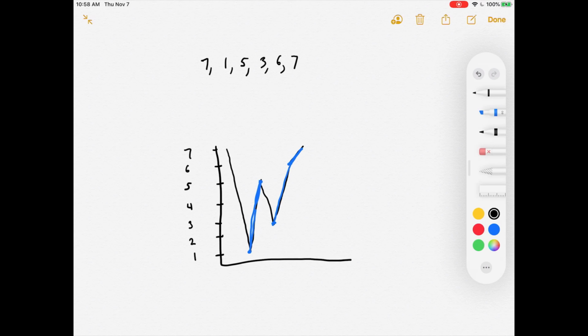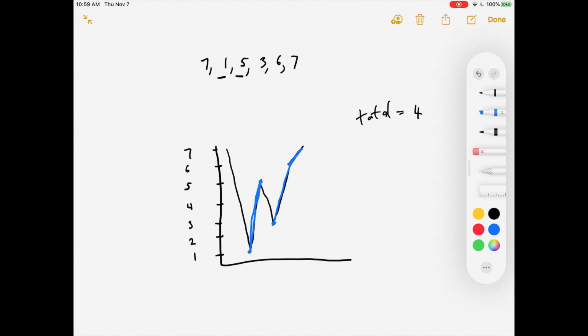So the key to solving this problem is to look at the data point to the left and the data point to the right. If the data point to the right is greater than the data point to the left, then we add it to our total profit. So let's say total is 0. Is 1 greater than 7? No, it's not, so we move on. Is 5 greater than 1? Yes, it is. So we add the difference, which is 4, to the total.